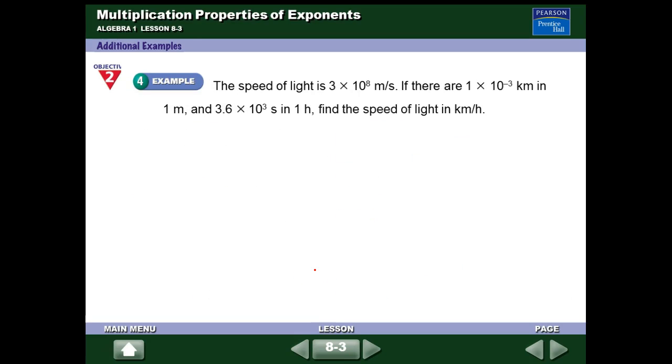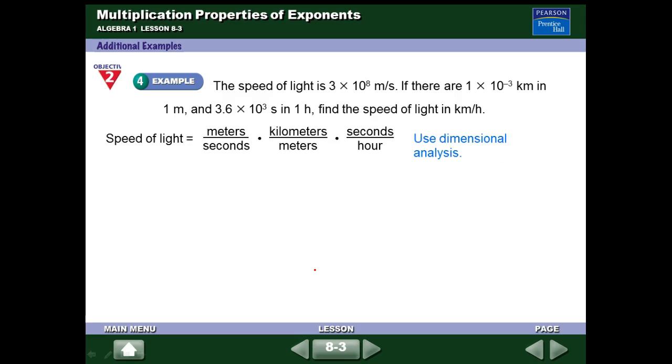Last problem for the day. The speed of light. Pause it and read it for me. So what we're doing here is we're combining all of these together. The speed of light is 3 times 10 to the 8 meters per second, times 1 times 10 to the negative 3rd kilometers in 1 meter, times 3.6 times 10 to the 3rd seconds in 1 hour. We have this set up. So now all I'm doing is just plugging things in. I have this times this times this.